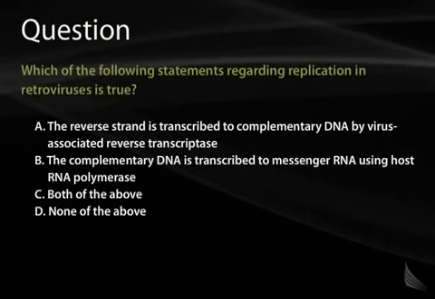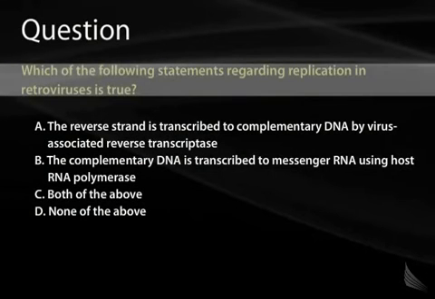Let's do some questions. Which of the following statements regarding replication in retroviruses is true? A. The reverse strand is transcribed to complementary DNA by the virus-associated reverse transcriptase. B. Complementary DNA is transcribed to messenger RNA using host RNA polymerase. C. Both of the above, or D. None of the above.